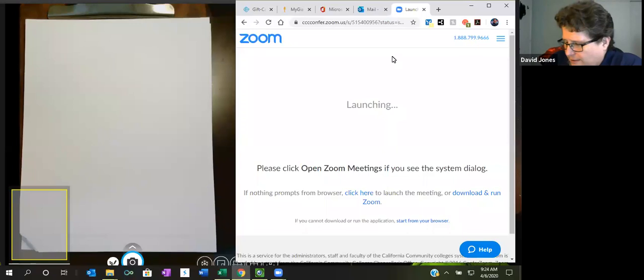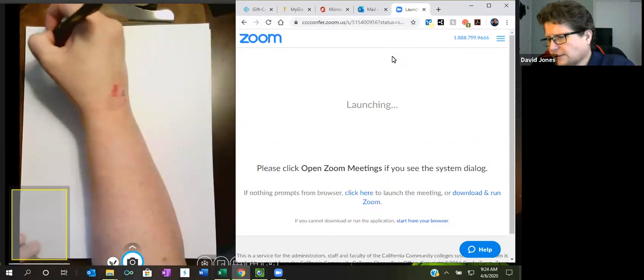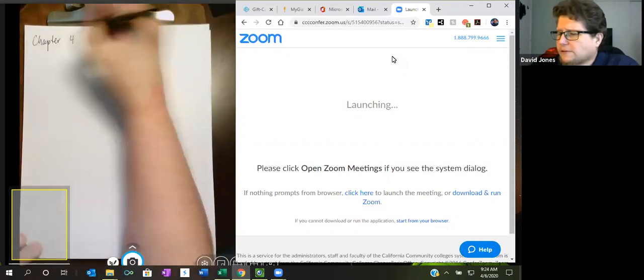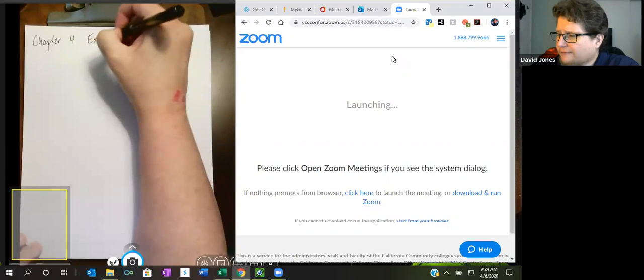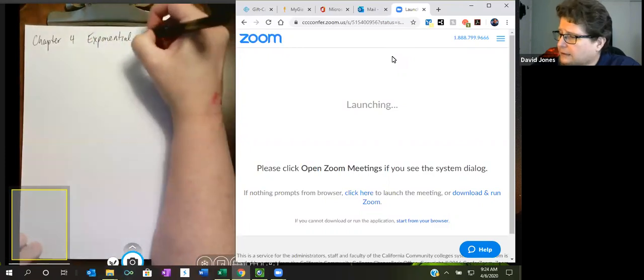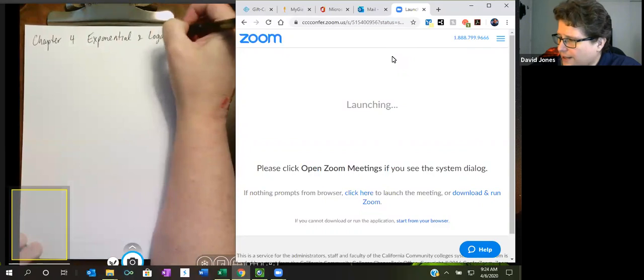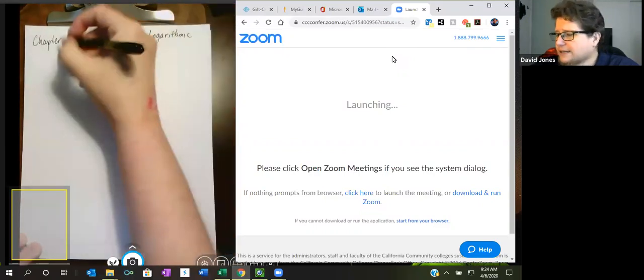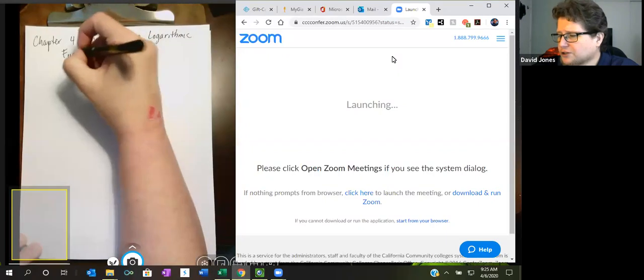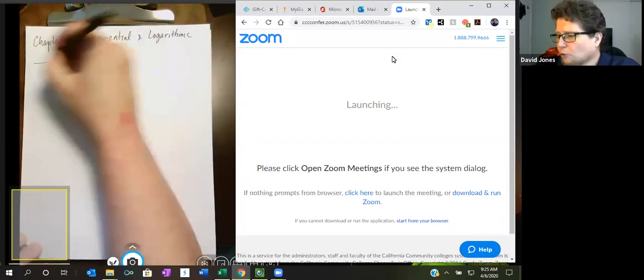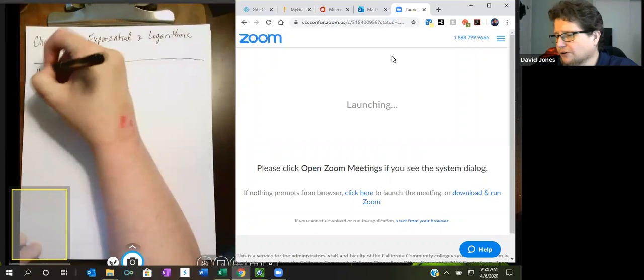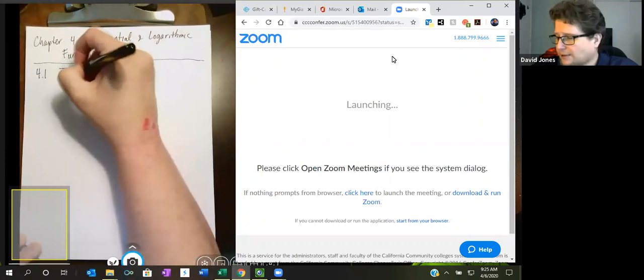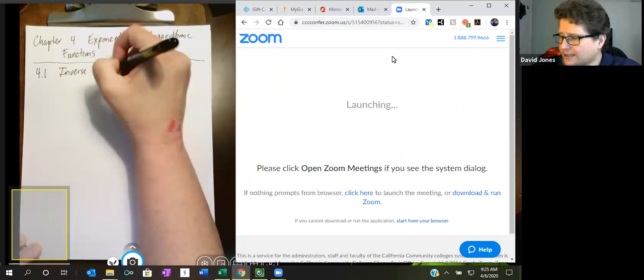Good afternoon, everyone. This begins Chapter 4 of College Algebra at College of the Sequoias. Chapter 4 is on exponential functions and logarithms. Just exponential functions and logarithmic functions. There's a segue, though. Since exponential functions and logarithmic functions are inverses of each other, 4.1 goes over and recaps inverse functions. So let's talk about 4.1. It's a fairly short section.